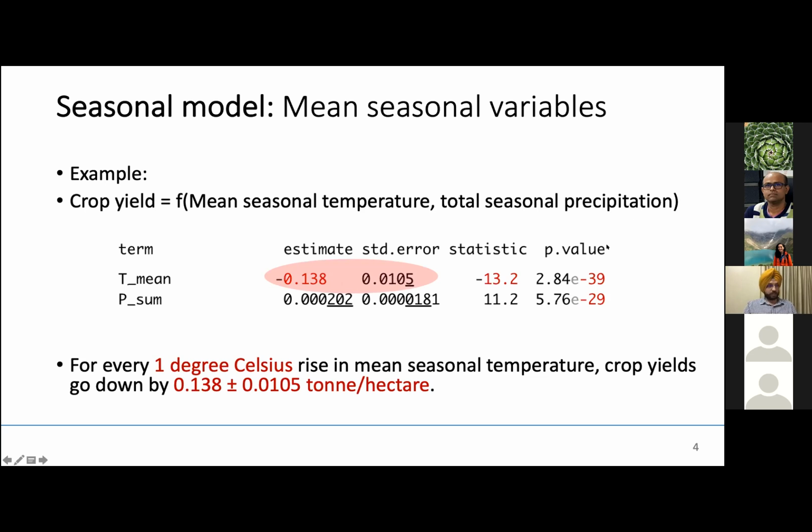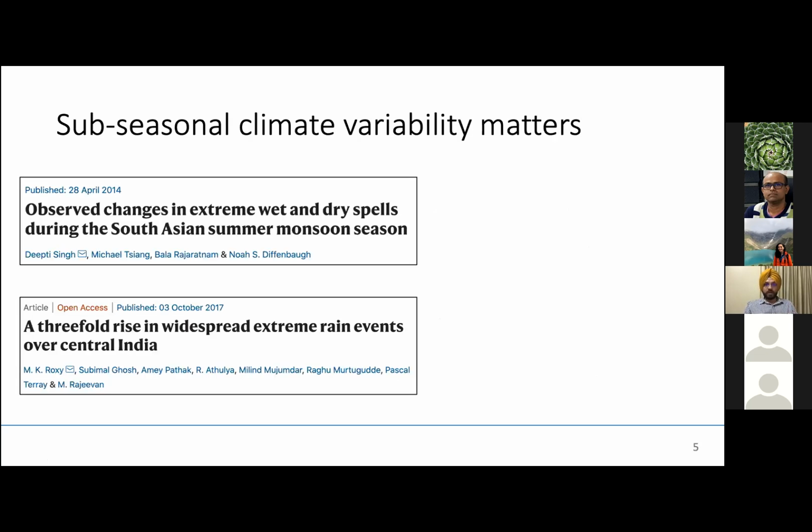And similarly for precipitation, a 1 millimeter rise in total rainfall over the season will lead to a rise of 0.0002 tons per hectare. So the difference in orders of magnitude between these two coefficients arises from the way we define our temperature and precipitation variables. Anyway, so that is how we interpret our linear model.